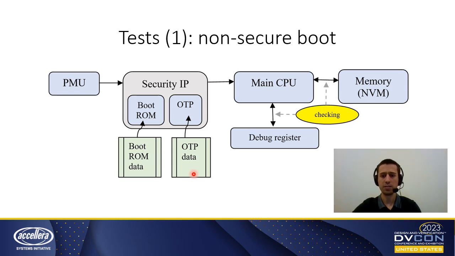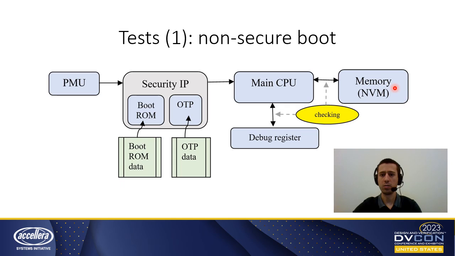This data can be easily generated using a software tool provided by the IP vendor, and we need to preload the OTP memory with this data. So why do we need this data? This data contains certain configuration information needed by the security IP. One important piece of information for this test is in what operational mode it works. So the security IP will learn from OTP that it works in non-secure mode of operation.